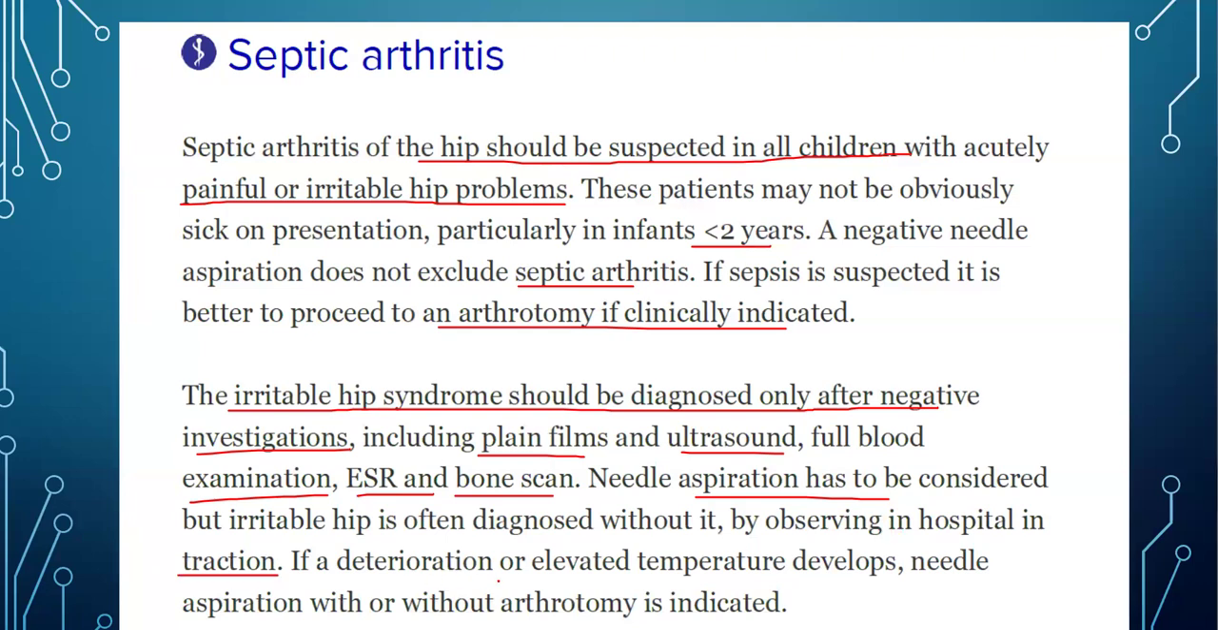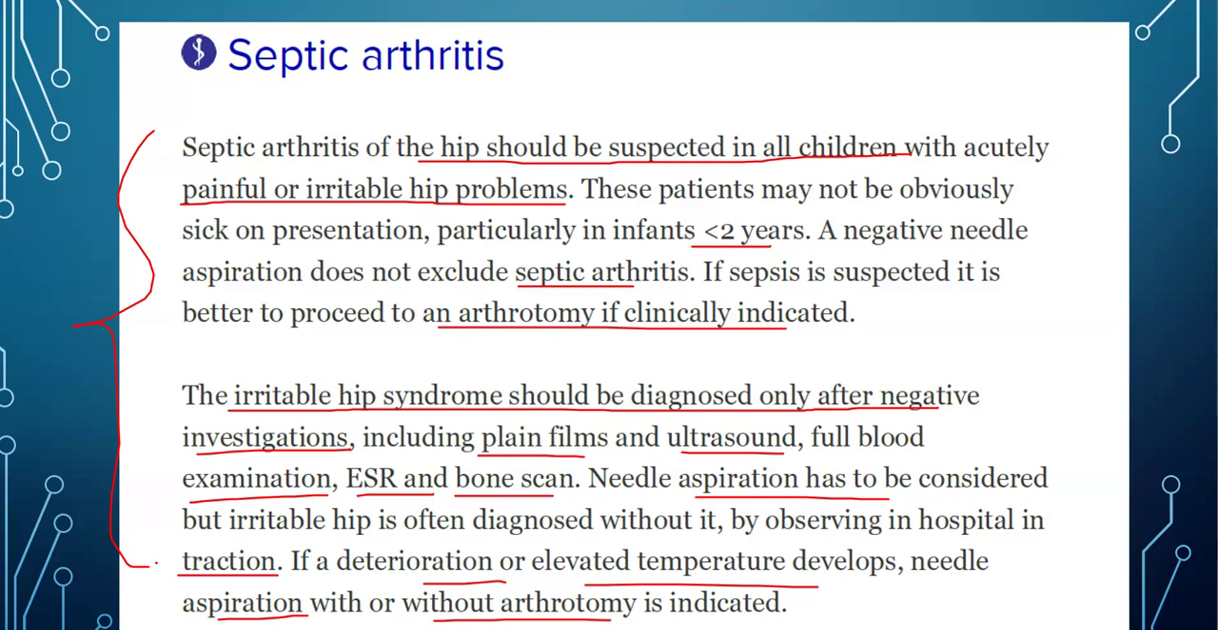in hospital in traction. If deterioration or elevated temperature develops, needle aspiration with or without arthrotomy is indicated. So that's the main thing. We can't diagnose irritable hip or transient synovitis without ruling out septic arthritis.